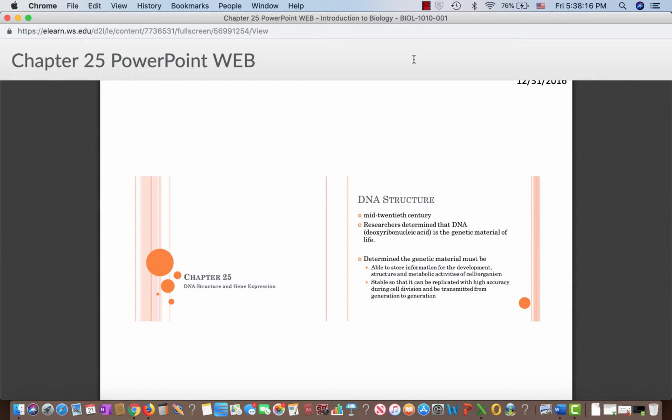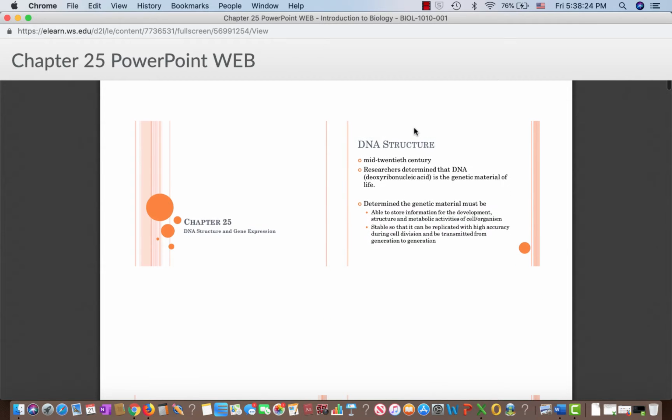This is the last chapter in exam 2, and this one's actually pretty straightforward, so let's get on with it. So this is DNA structure and gene expression, and about the mid 20th century, we discovered that DNA is the genetic material of life. Contrary to what everyone seems to think these days, Watson and Crick did not discover DNA. We knew about it long before them. What they discovered was the three-dimensional shape of it, and they actually kind of stole half of that research.